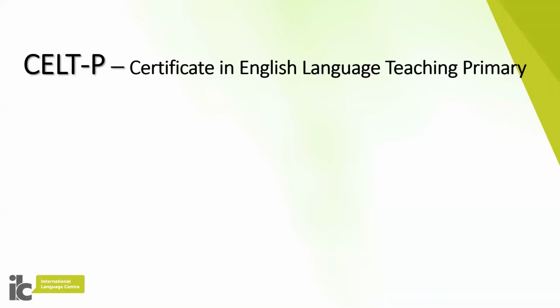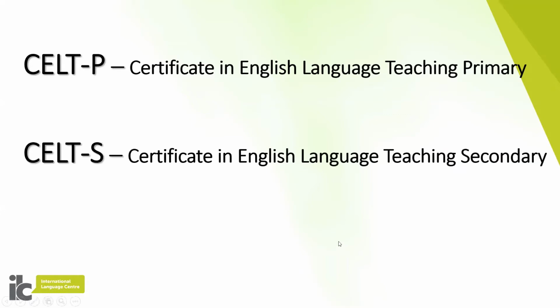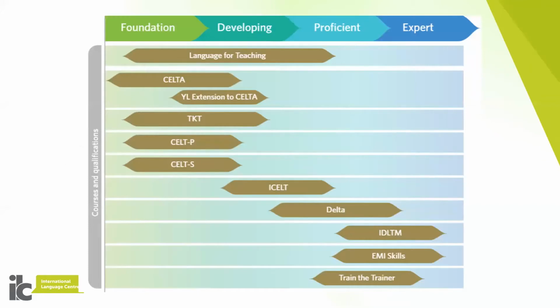Let's start. So, what is CELT-P? CELT-P is Certificate in English Language Teaching for primary schools, for primary kids. And CELT-S is Certificate in English Language Teaching for secondary schools. Both of them are Cambridge courses. If you look at this nice scale of courses from Cambridge, you will find CELT-P and CELT-S here. Right? Almost at the same level as CELTA.